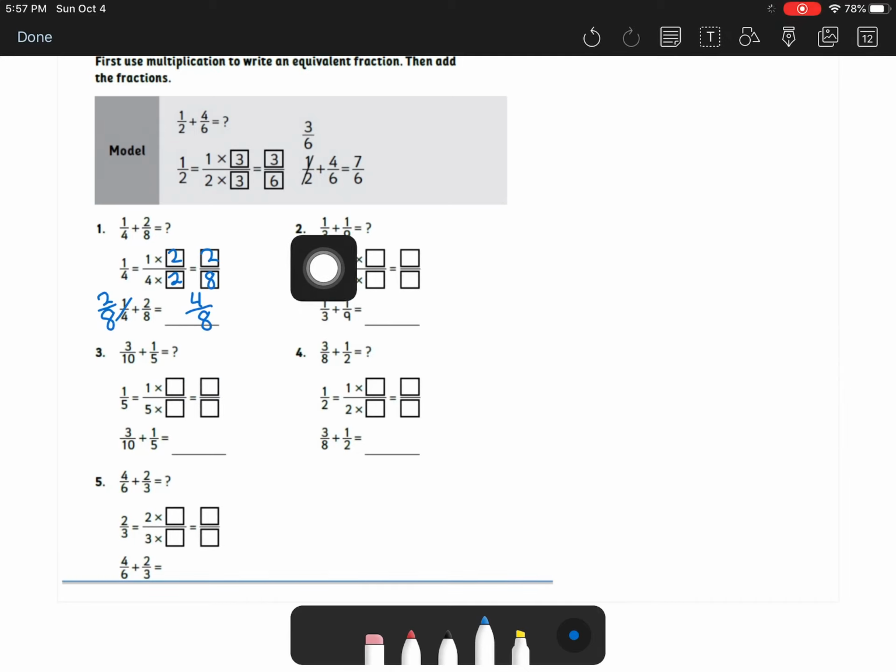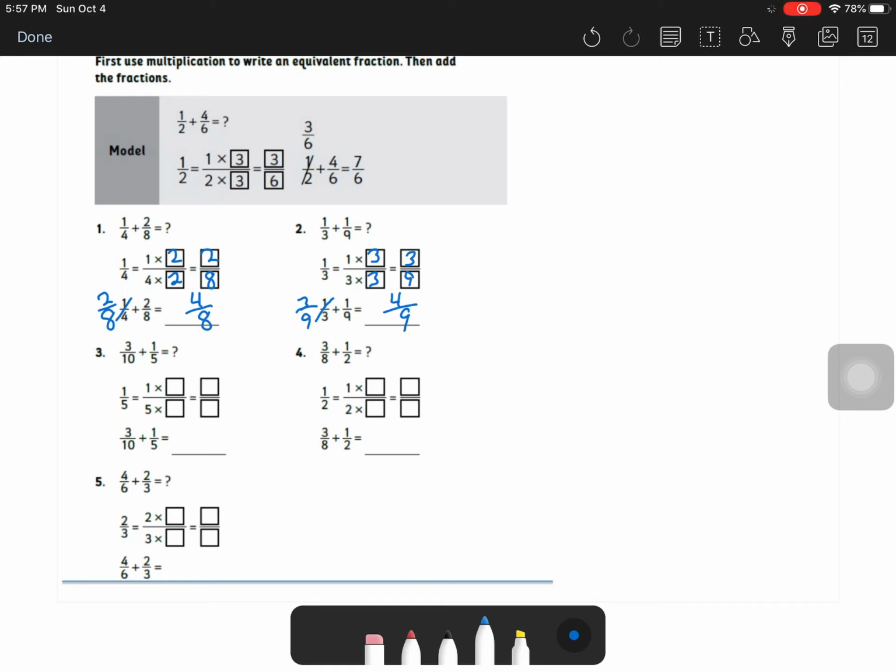Number 2. So this 1/3, we want to change that so that the denominator is a 9. So I'm going to take the numerator and the denominator times 3, because 3 times 3 is 9. 1 times 3 is 3. And so now, instead of 1/3, I can call that 3/9. 3/9 plus 1/9 is 4/9.